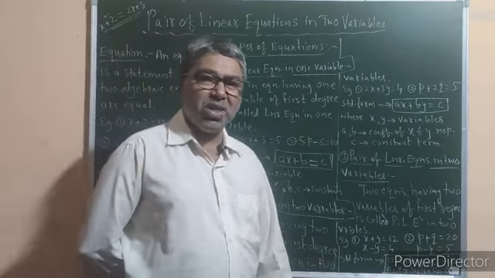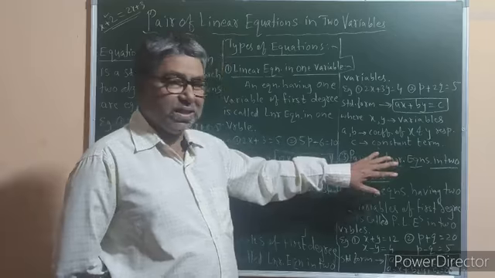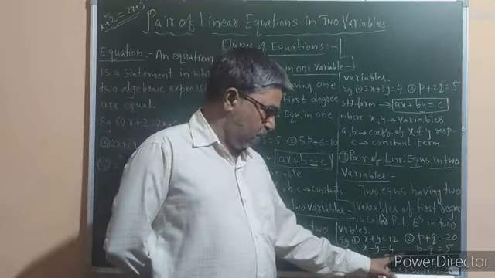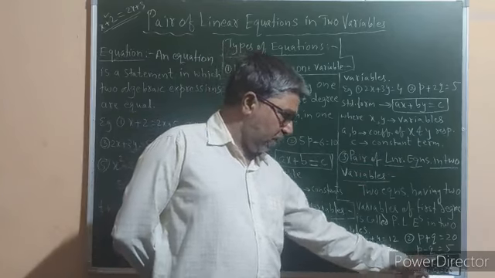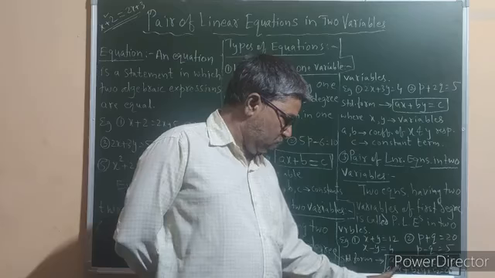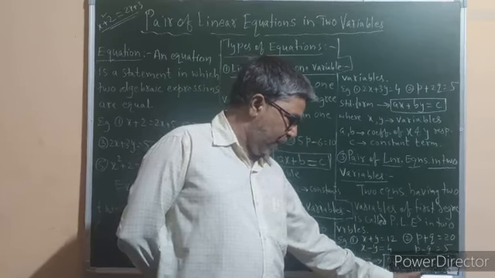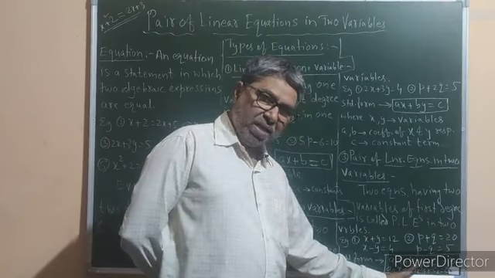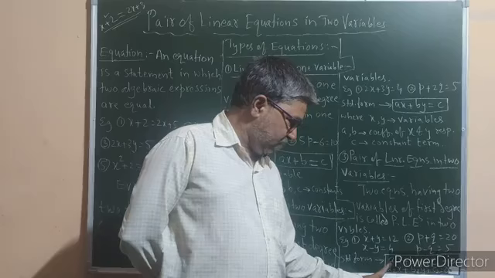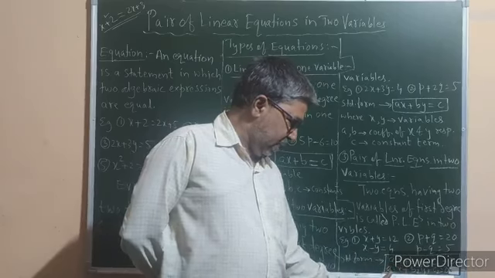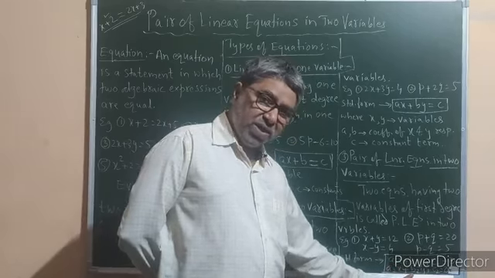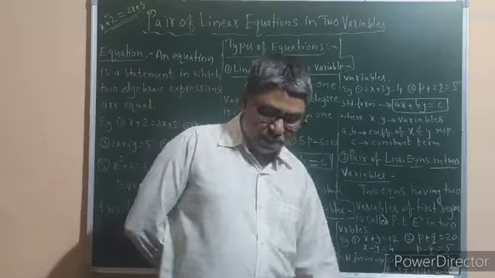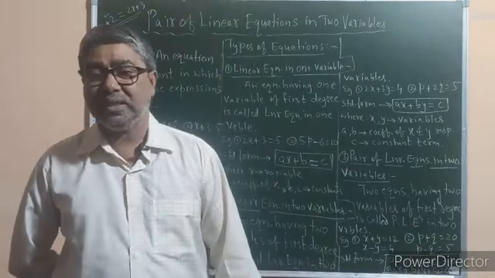So the standard or general form of a pair of linear equations in two variables is a1x plus b1y plus c1 is equal to 0, a2x plus b2y plus c2 is equal to 0, where x and y are the variables, a1, b1, a2, b2 are the coefficients of x and y respectively, c1 and c2 are the two constant terms.